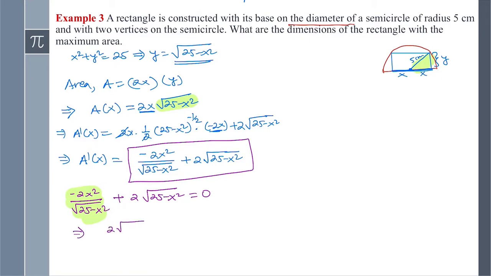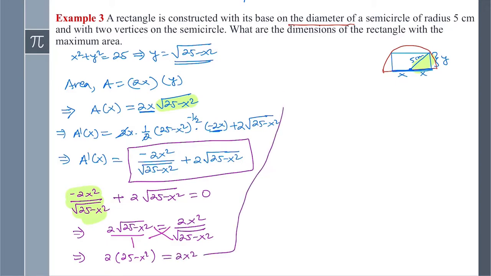Okay, so 2 times the square root of 25 minus x squared equals 2x squared over the square root of 25 minus x squared. And then if we do the cross multiplication here, since this is over 1, we are going to get 2 times the square root of 25 minus x squared times the square root of 25 minus x squared, which is just 25 minus x squared, equals 2x squared on the other side. So let's solve that. 2 times 25 is 50 minus 2x squared equals 2x squared.